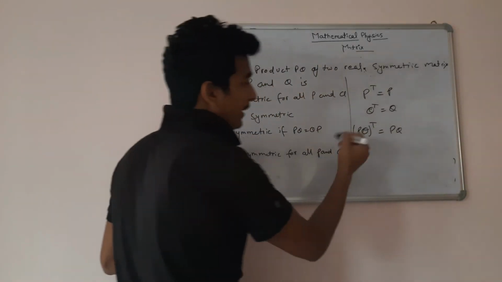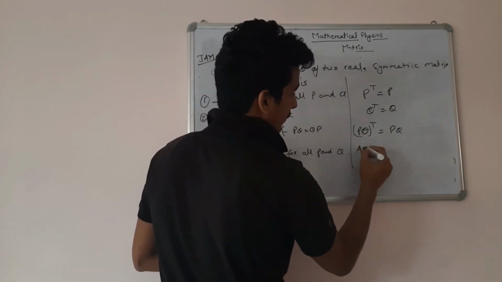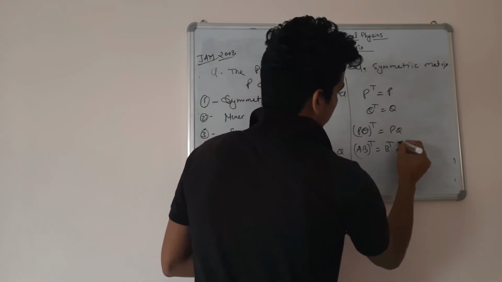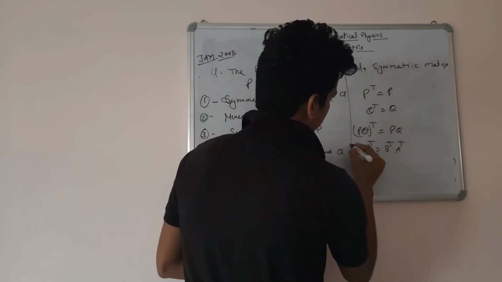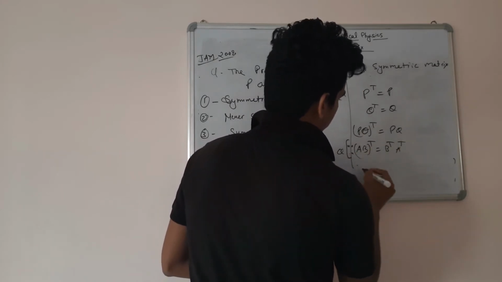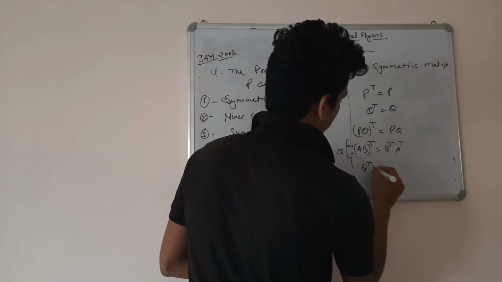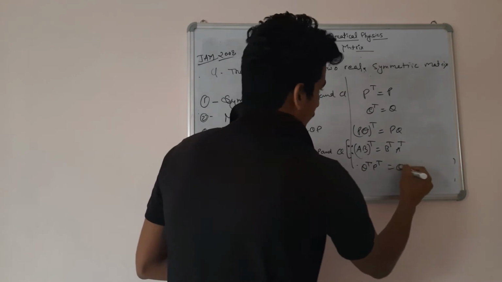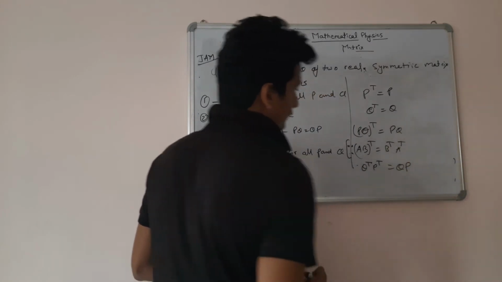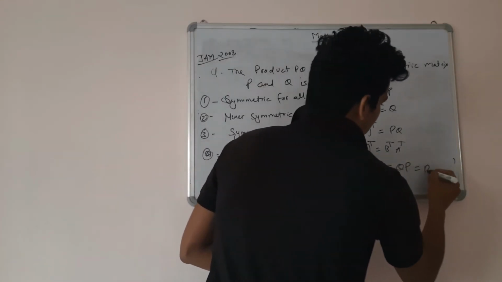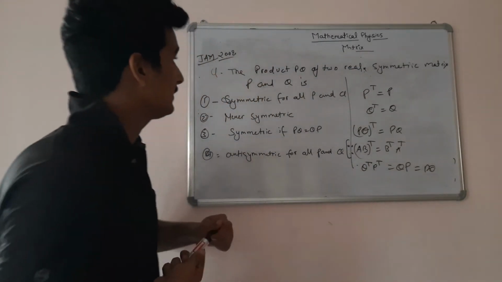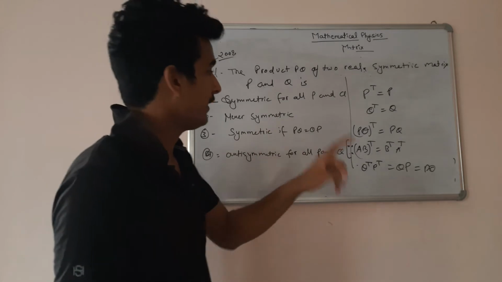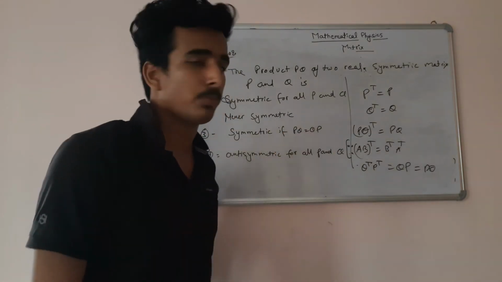We know from the properties of transpose that the transpose of PQ is Q transpose, P transpose. Q transpose equals Q, P transpose equals P. So this matrix PQ is symmetric if and only if PQ equals QP.